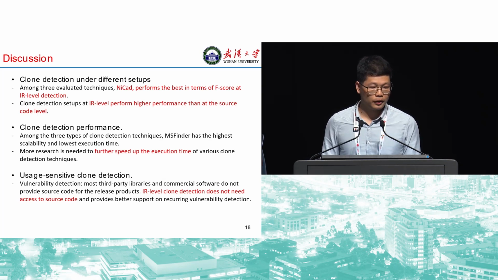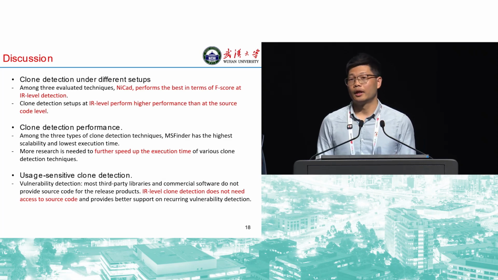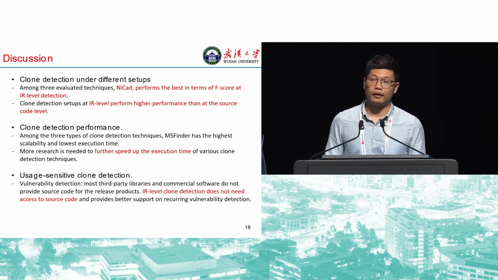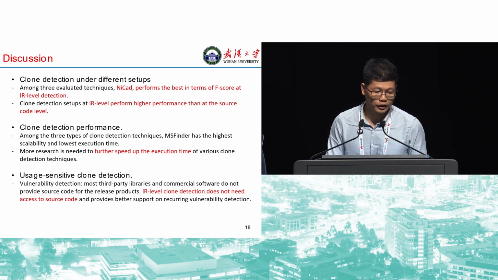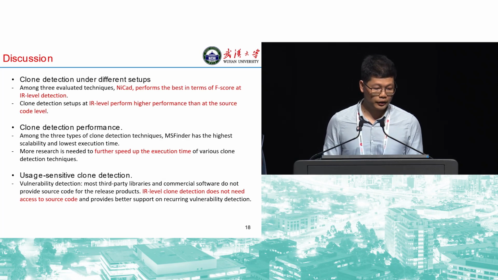And finally, we show the discussions. We found that at the IR level, the tree-based NiCad performs the best in terms of F-score. And for the second part, the clone detection performance, our prior study mainly considered the precision, recall, and F-score to evaluate the performance. However, in industry, we also care about the execution time of the clone tool. So I think more research is needed to further speed up the execution time.